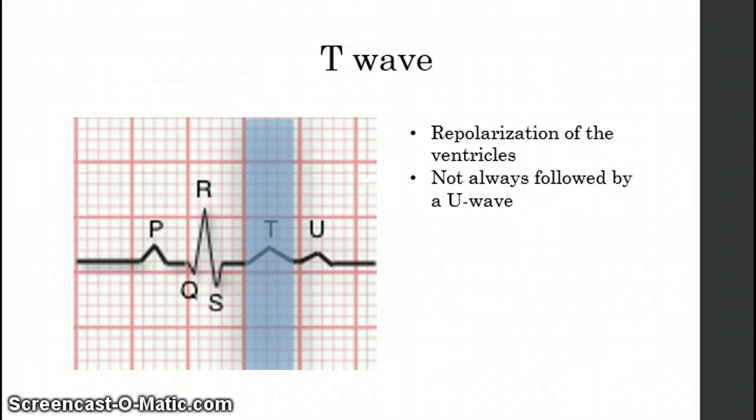Remember, the T wave indicates repolarization for the ventricles, meaning the ventricles are at rest. This wave follows the QRS complex. Keep an eye out for the T waves that are downward. The U wave, which is not always seen, would follow the T wave.